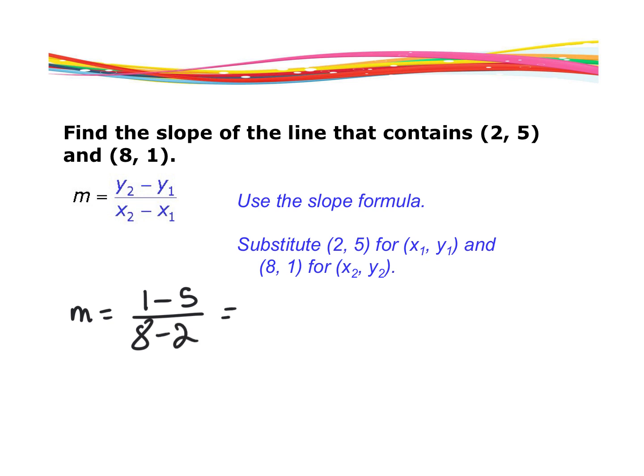1 minus 5 is going to be 4, and it's going to be negative because the 5 is bigger. And 8 minus 2, it's going to be 6, which is going to simplify to negative 2 over 3, and that will be your slope.